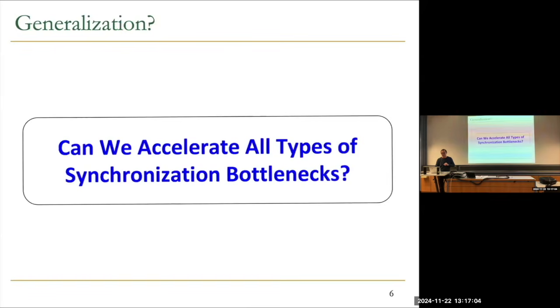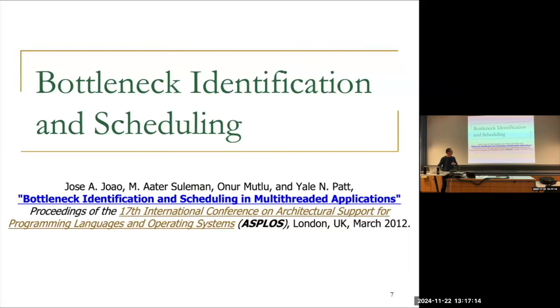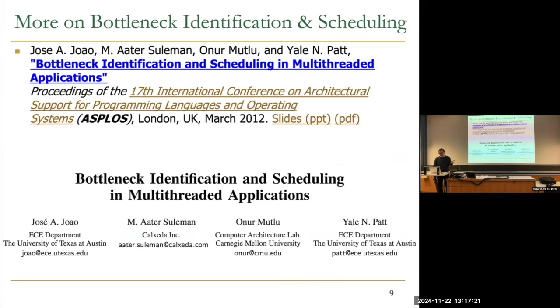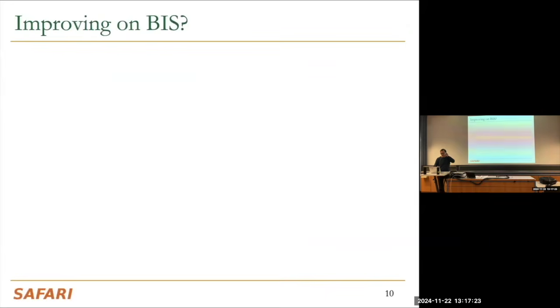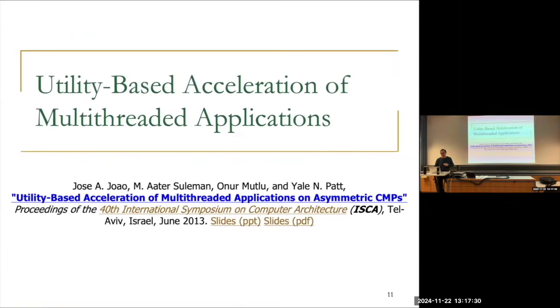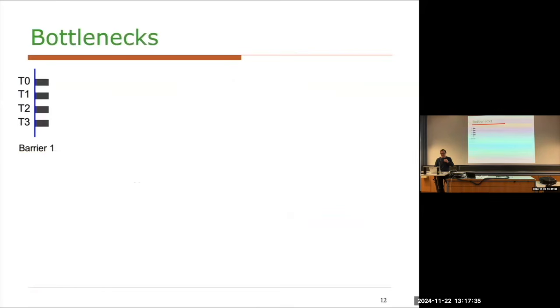And then we kept asking the question, can we generalize this to all types of synchronization bottlenecks in multi-threaded applications? And we came up with a solution, bottleneck identification and scheduling. And that made things faster for different types of bottlenecks, as we discussed yesterday. And that was the paper. And we also asked the question yesterday at the very end, can we make better acceleration decisions? And I mentioned very quickly that you could actually take into account utility. I will not go into detail over here, but I will show you something that we briefly discussed yesterday.